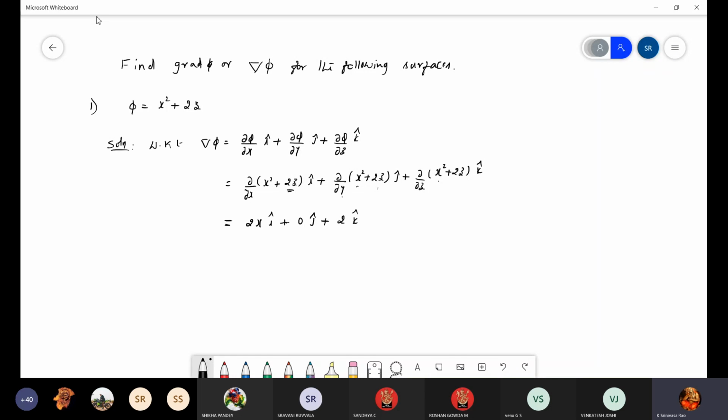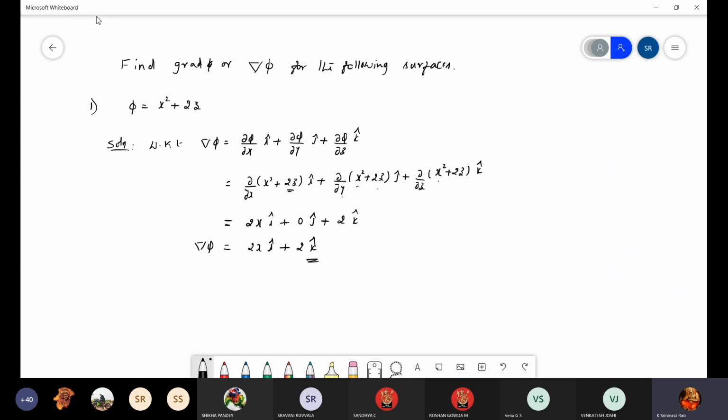So directly you can write. No need to write 0 into j cap also. You can avoid this step, and if you are perfect with the differentiation, you can write the final answer like this: 2x i cap plus 2k cap. So finally, this is the answer. Throughout this chapter, it is the same type of problem, but the concepts will come: dot product, cross product, angle between two vectors, unit vector, everything will come. So if you are perfect with the basic definitions, you can solve.